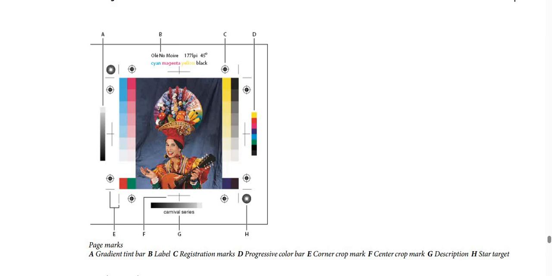The screenshot now explains the page marks for you. A is the gradient tint bar, B is the label, C is the registration marks, D is the progressive color bar, E is the corner crop mark, F is the center crop mark, G is the description, and H is the star target.